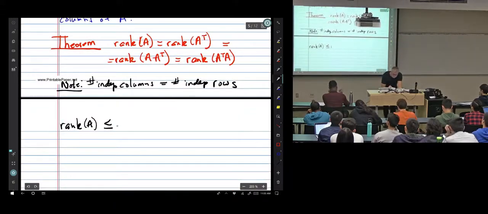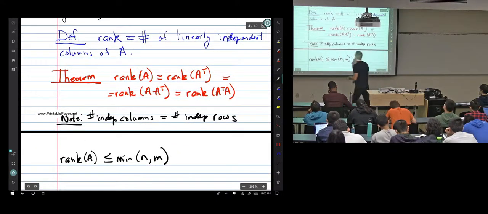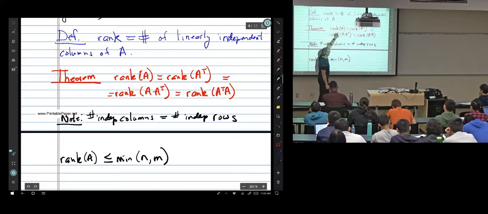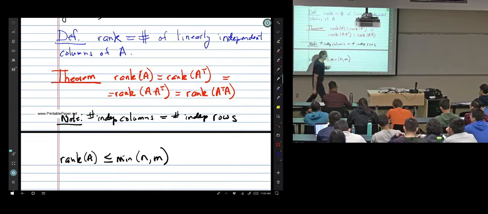So the rank of A is less than or equal to the minimum of the number of rows and the number of columns. Okay? All of these things follow from this statement, number of independent columns, etc.